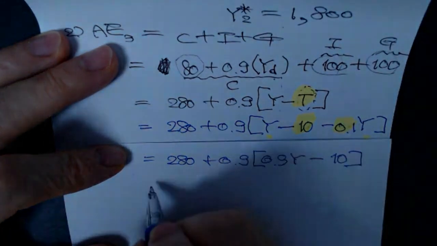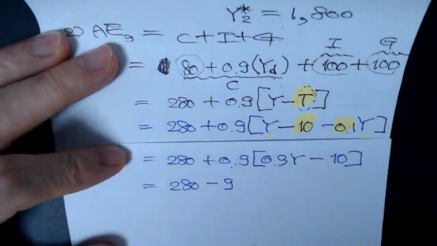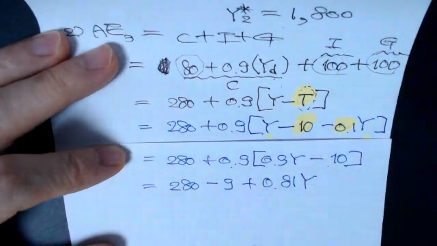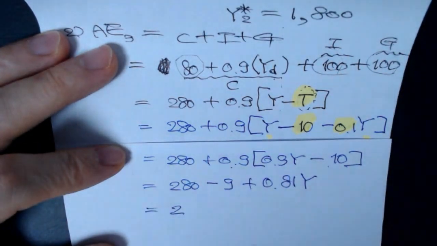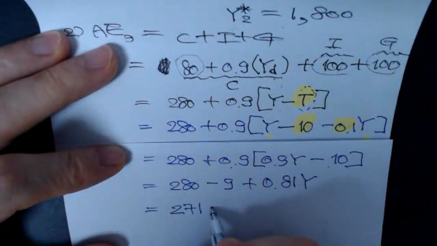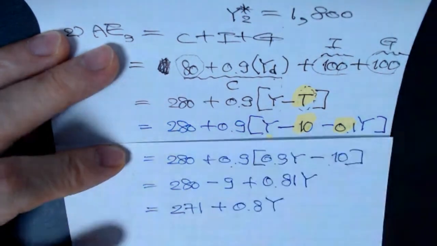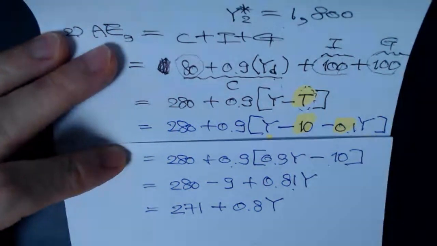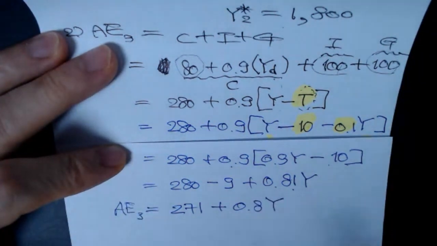So 280 minus 9 plus 0.81 y. So 271 plus 0.8 y. Sorry, let's ignore this one because we want to have some better calculation. So this is aggregate expenditure, 3 sector.